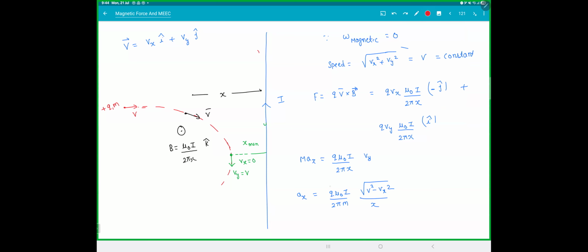This whole thing is a constant here. I'll just call it some z. And then we can integrate this. So if you integrate this, this will turn out to be Vx dVx by dx is equal to z root over V square minus Vx square by x. Shift everything to one side and then integrate this.